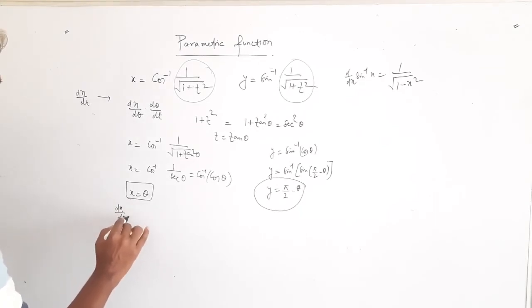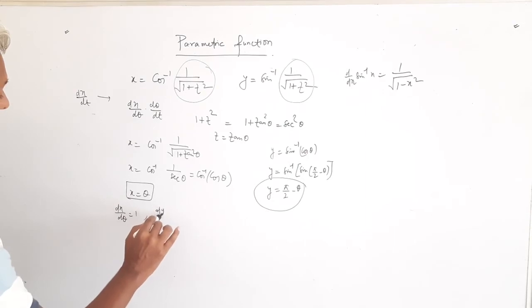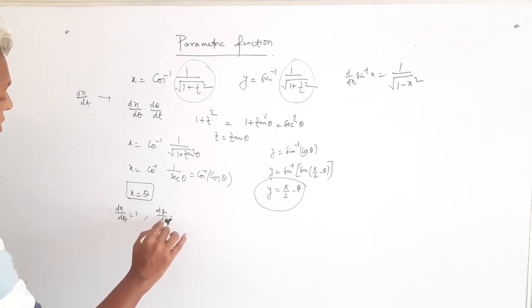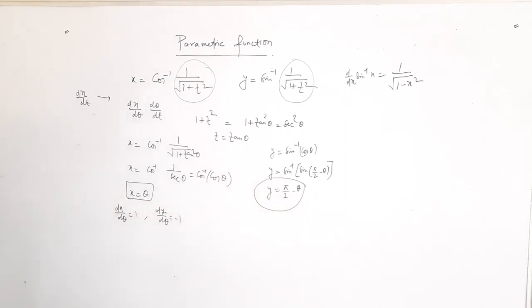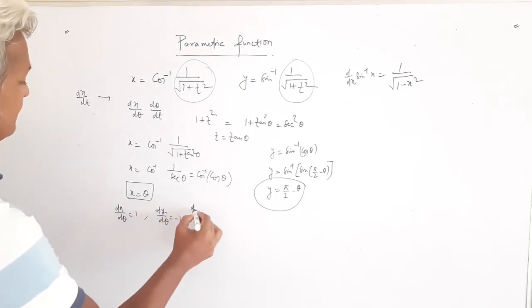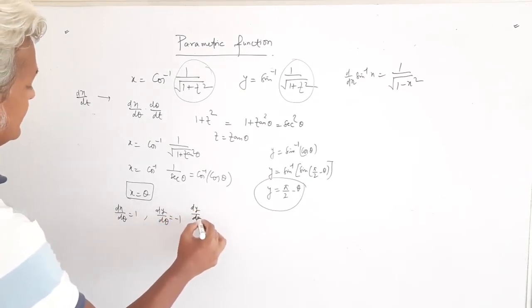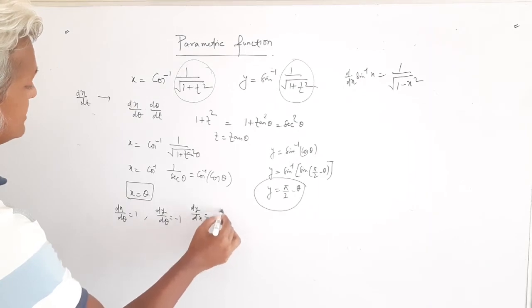dx by d theta is 1, and then dy by d theta is equal to minus 1, because pi by 2 is 0 and differentiation of theta is 1. It's just like differentiation of x is 1, so differentiation of theta is also 1. So now dy by d theta is minus 1 and dx by d theta is also minus 1. So dy by dx is minus 1.